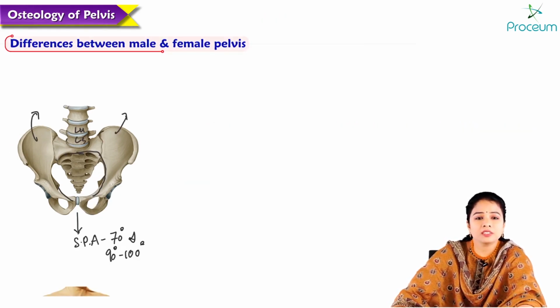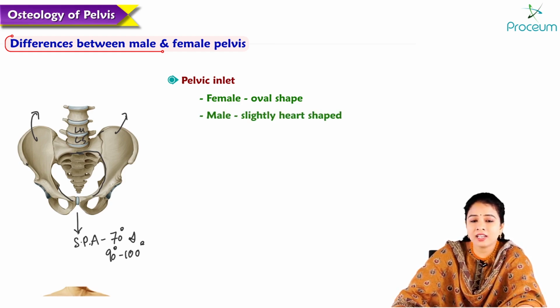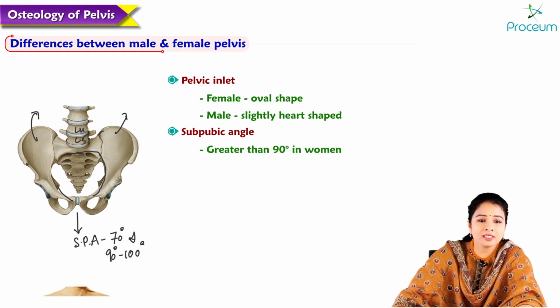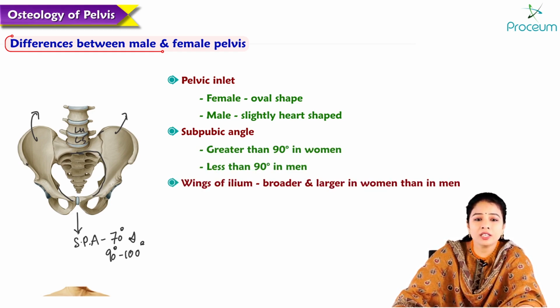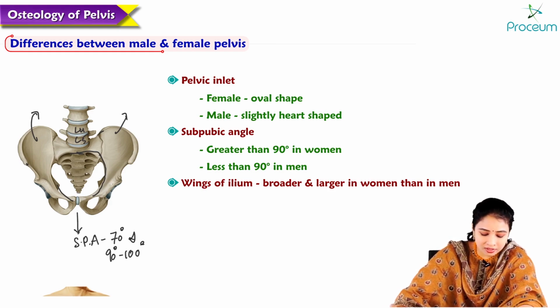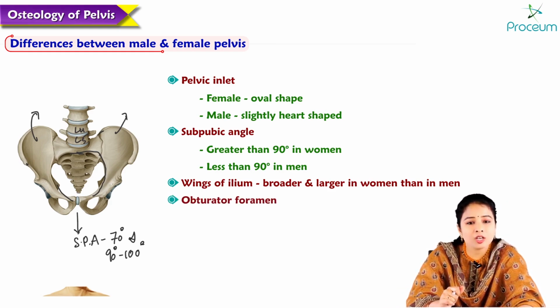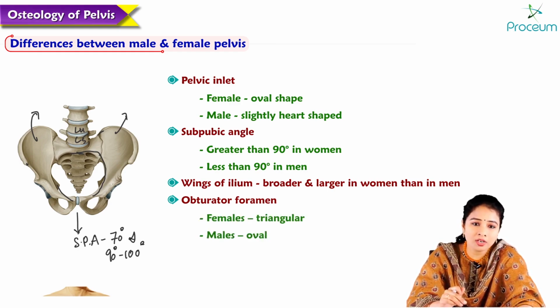So let's see some differences between male and female pelvis again. The female pelvic inlet is oval in shape, whereas the male pelvic inlet is slightly heart-shaped. The angle between the lower pubic arches, which is called the subpubic angle, is greater than 90 degrees in women, around 90 to 100, and less than 90 degrees in men, around 70 degrees. The wings of the ilium are broader and larger in women than in men. And the obturator foramen appears triangular in women and oval in men.